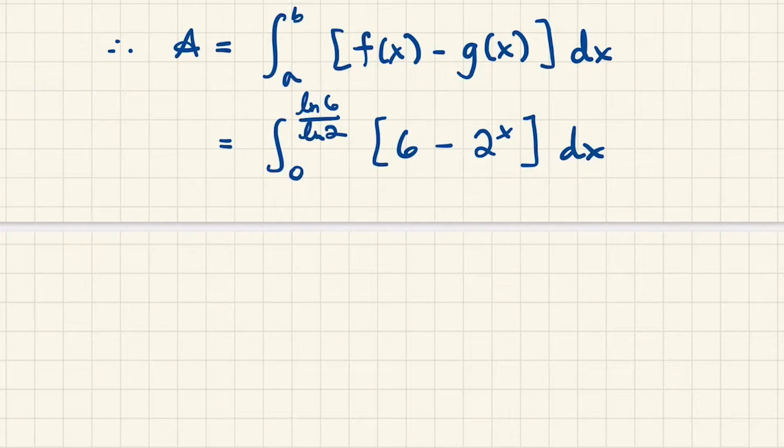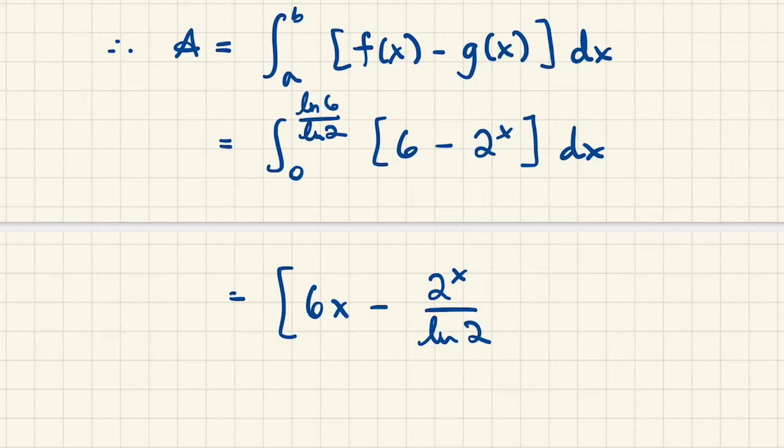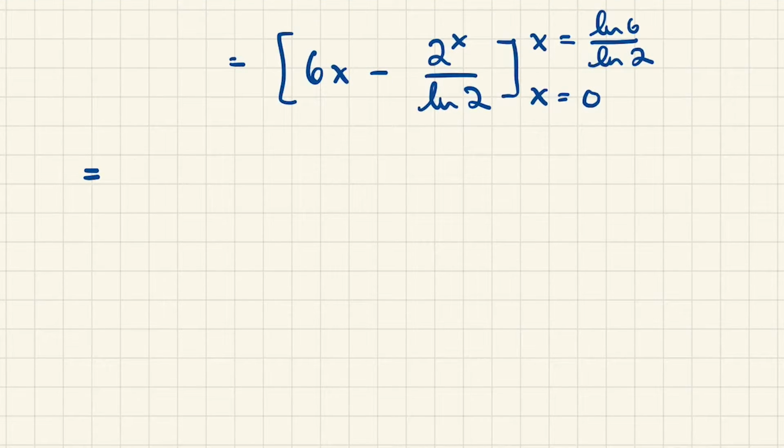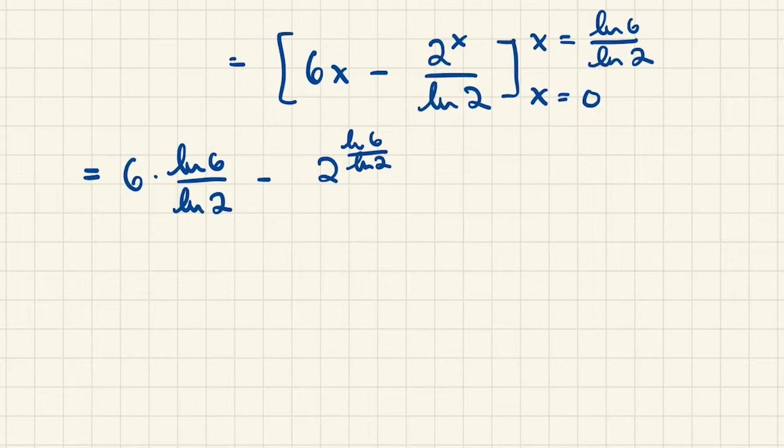So we can just say that this is equal to the antiderivative of 6, which is 6x, minus the antiderivative of 2 to the x, which is 2 to the x over ln of 2, the lower bound being 0 and the upper bound being ln of 6 divided by ln of 2. All right, so let's plug in the upper bound. We have 6 times ln 6 over ln 2 minus 2 to the ln 6 over ln 2, and that's all over ln 2.